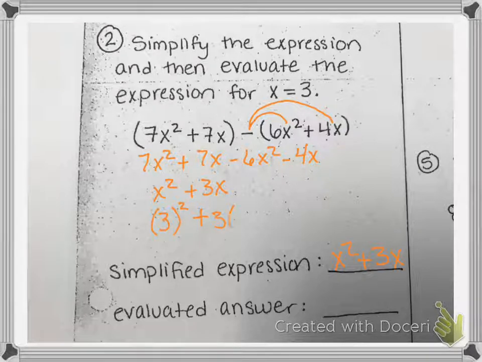X is equal to 3. So 3x squared is 9. 3 times 3 is 9. That gives us a total of 18.